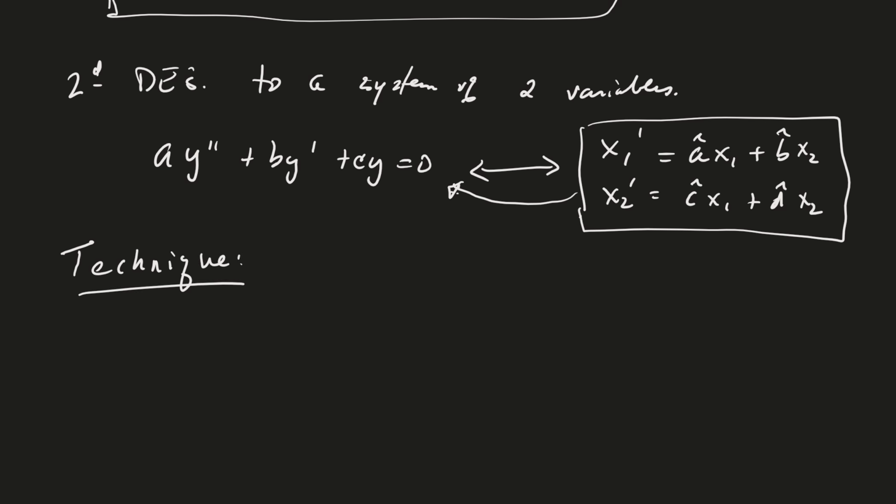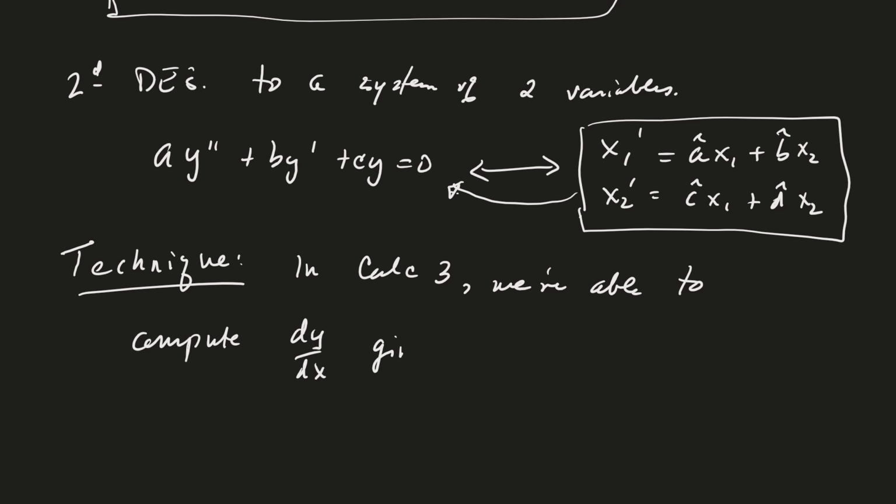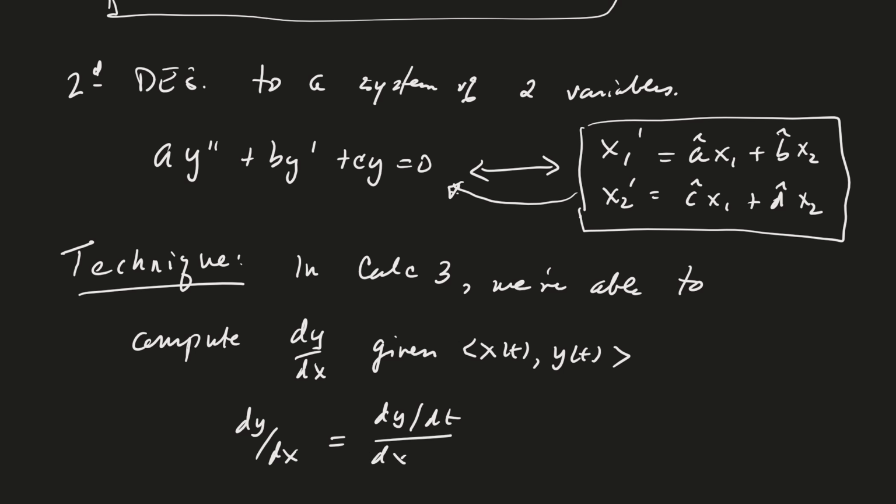Remember that in Calc 3, we're able to compute dy over dx given x of t and y of t, let's see, we can use brackets, I guess, for Calc 3 notation. Do you remember how to do that? Well, dy over dx can be written as dy over dt divided by dx over dt. Right, so here you could differentiate your x and your y to figure out what your derivatives are, and you could formulate dy over dx.